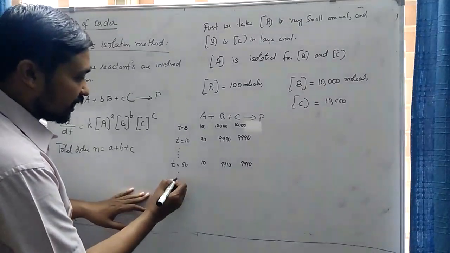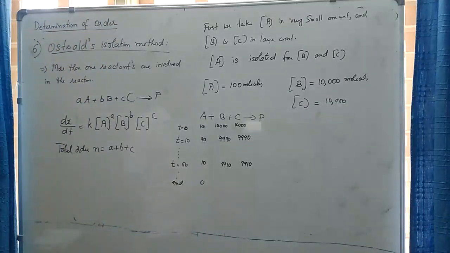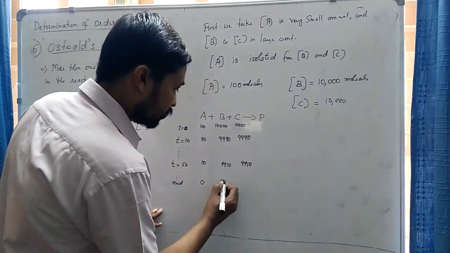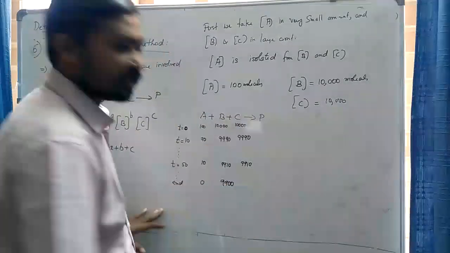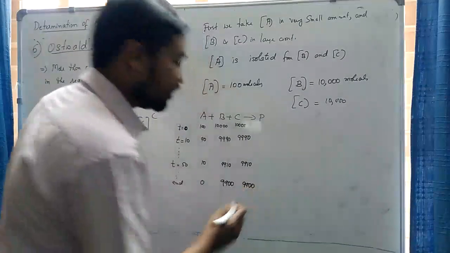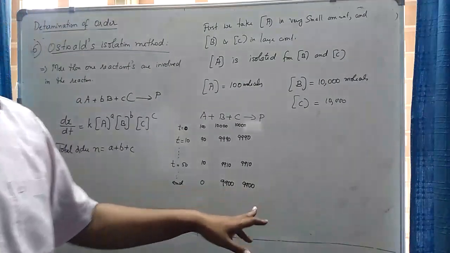And at the end of the reaction, where no more concentration of A is left, that is all 100 molecules have reacted with 100 molecules of B and 100 molecules of C. So how much of B remains unreacted? 9,900. Similarly 9,900 molecules of C. So the reaction is 100% complete with respect to A. But how much B and C are remaining as such?